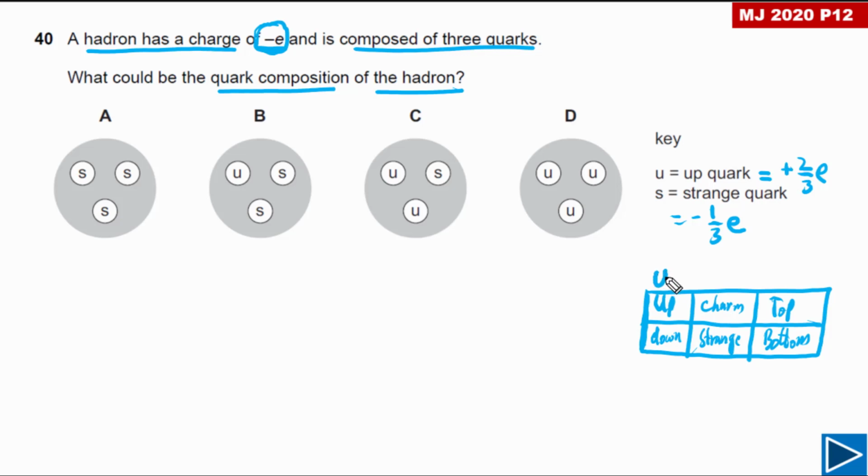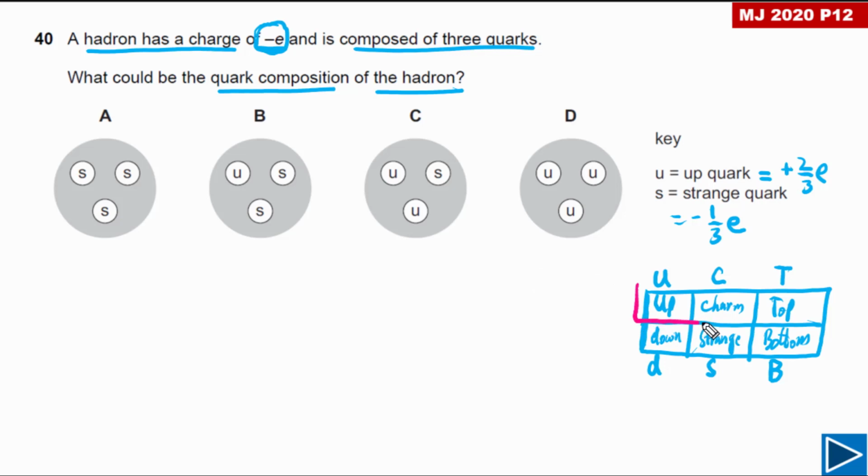The symbol for up quark is U and symbol for charm quark is C. Symbol for top quark is T. And the symbol for down quark is D. For strange quark, we use symbol S, and for bottom quark, we use symbol capital B. Now, let's try to understand what is the charge on each quark.